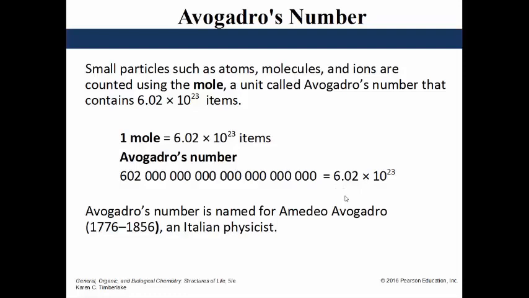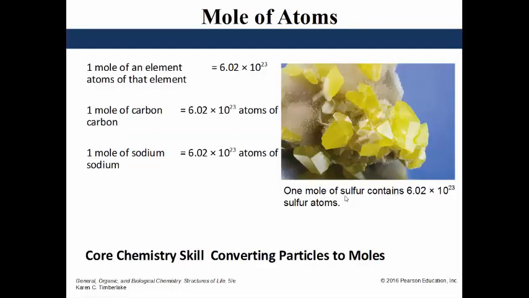So that is called Avogadro's number, named after the Italian physicist from the 19th century. So one mole of anything represents 6.02 times 10 to the 23rd power. Here are some examples of what I'm talking about. So one mole of any element equals 6.02 times 10 to the 23rd atoms of that element. So one mole of carbon equals 6.02 times 10 to the 23rd atoms of carbon.